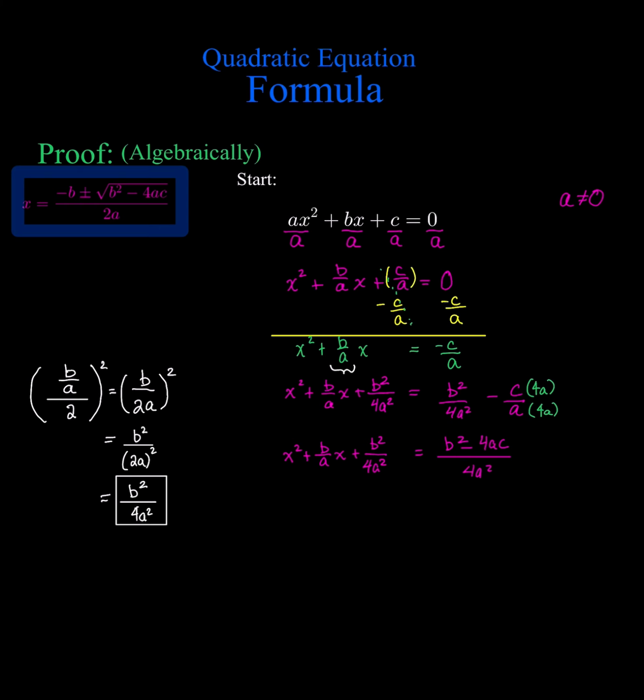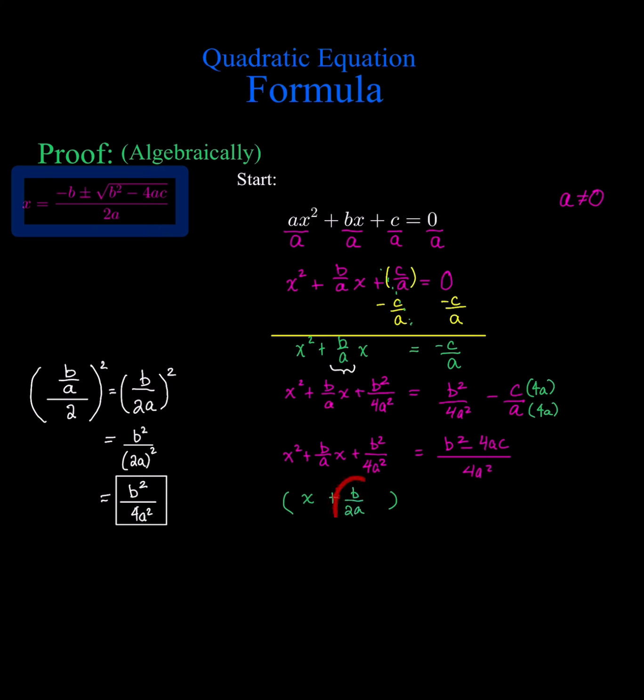Now that we're on the left-hand side, it's important to note that the expression that we have on the left-hand side can be condensed. Now recall, completing the square method allows you to write an expression in a more condensed form. So we will write it in the following fashion. We will have it as x plus b over 2a.